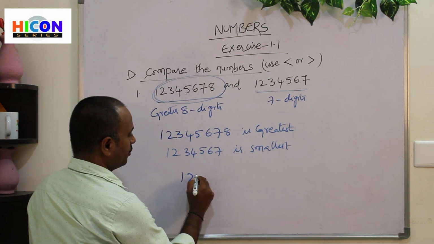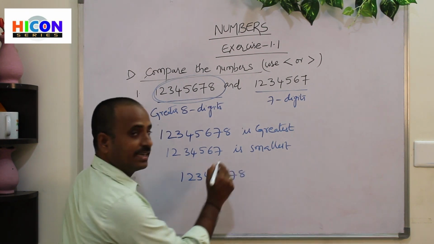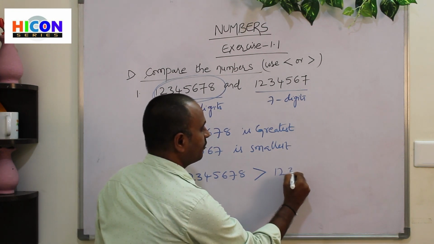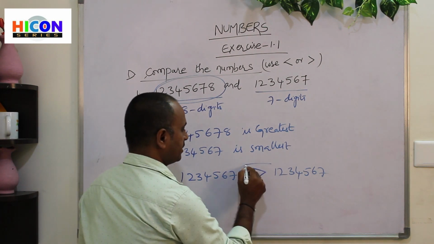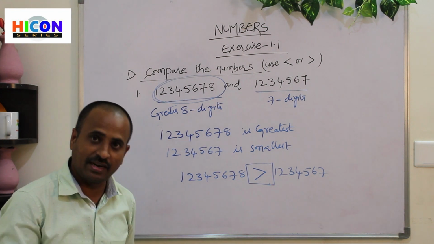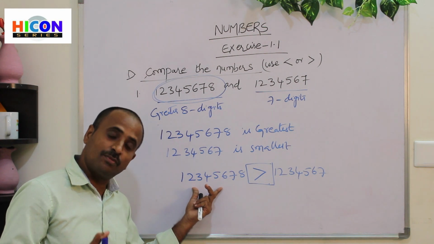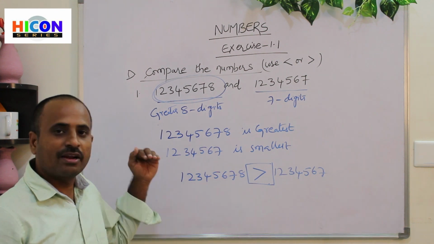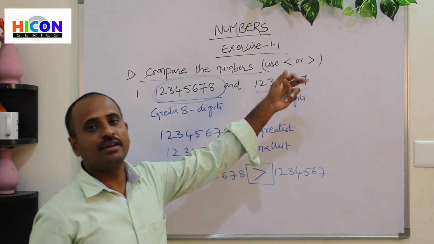So 1 crore 23 lakhs 45,678 is greater than 12 lakhs 34,567. So this is the symbol we have to use among these two numbers. If the first number is a greater number, we have to use the symbol greater than. If the first number is the smaller number, we have to use the symbol less than. So in this way, we can compare any two numbers using the symbol less than or greater than.